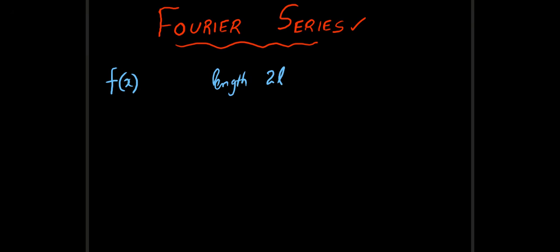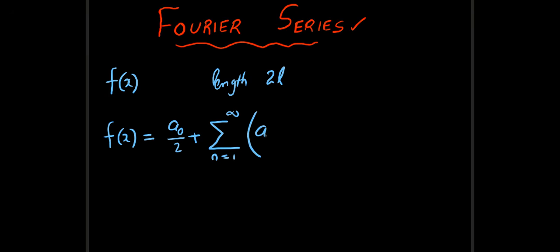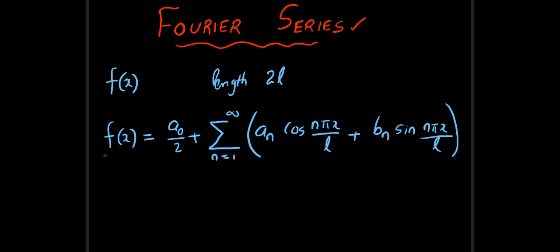2L. Now what we do is we write f of x in terms of sine and cos, and the final format will be a0 by 2 plus summation n equal to 1 to infinity an cos n pi x by L plus bn sin n pi x by L. Okay, now this series is called a Fourier series.